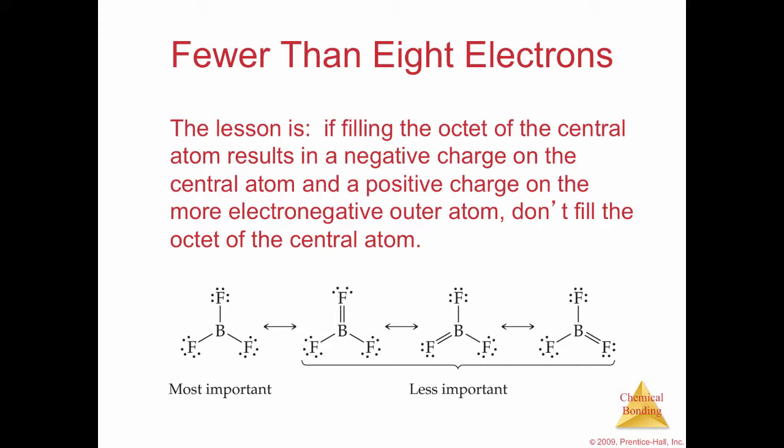The lesson is, if filling the octet of the central atom results in a negative charge on the central atom and a positive charge on the more electronegative outer atom, then don't fill the octet of the central atom.